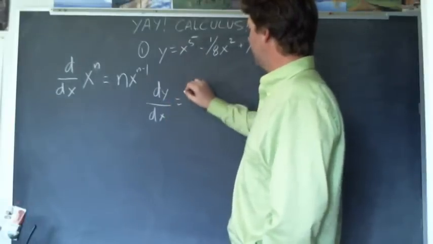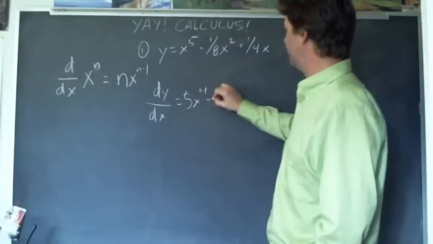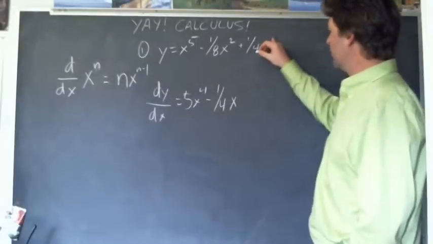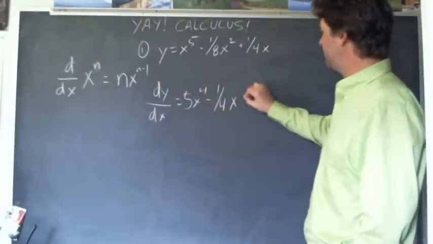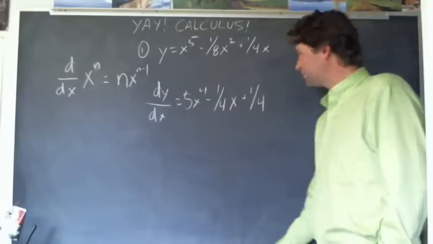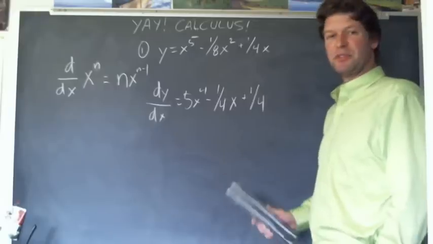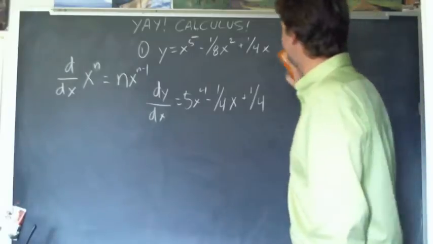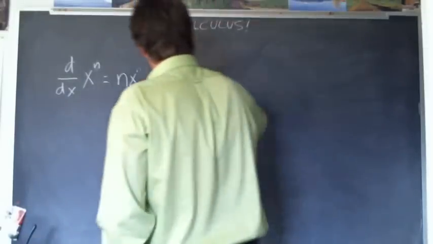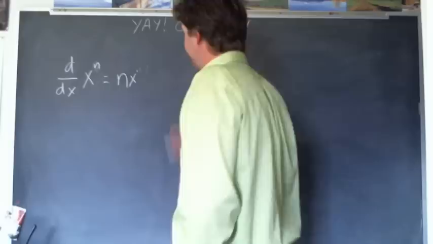Bring the 5 down, minus 1. Bring the 2 down, minus 1. Bring the 1 down, make it 0. Problem solved. I'm going to erase each one of these as I do them. Just hit pause if you need to continue to copy. We'll leave the rule.